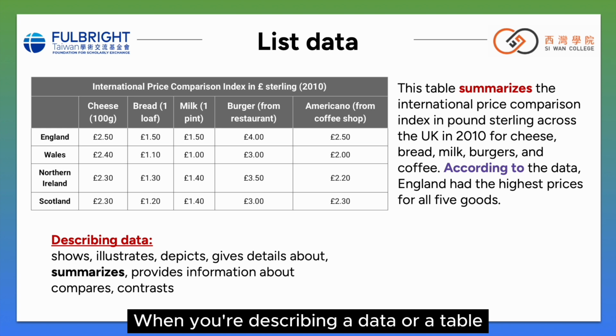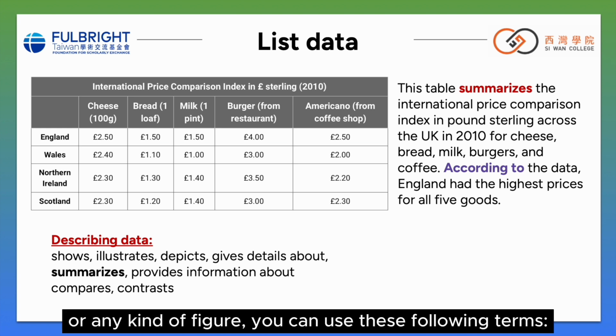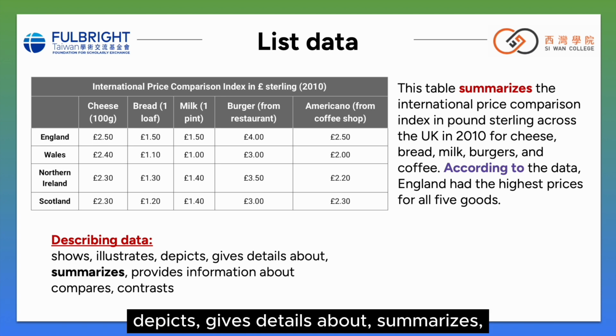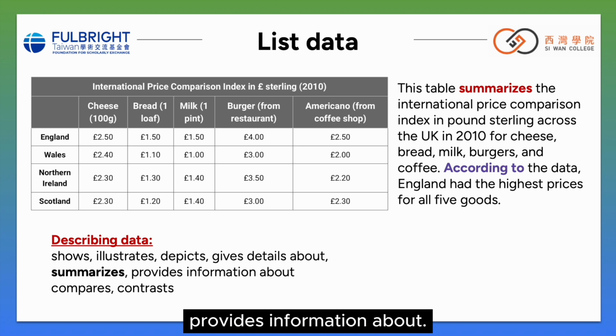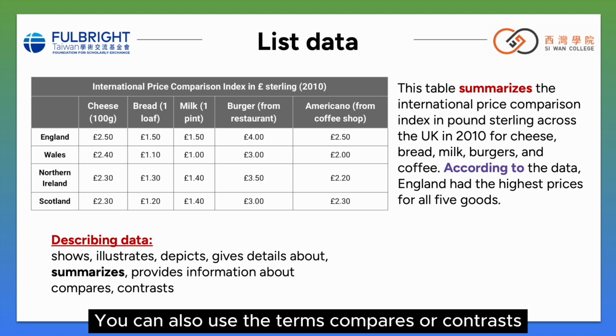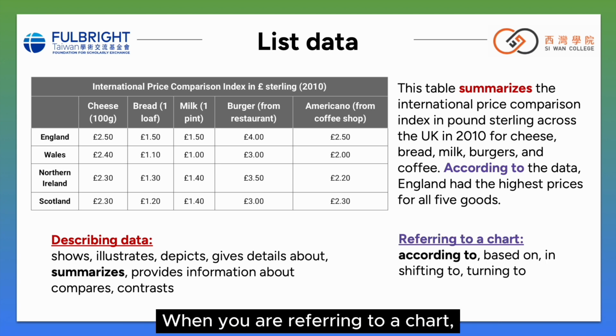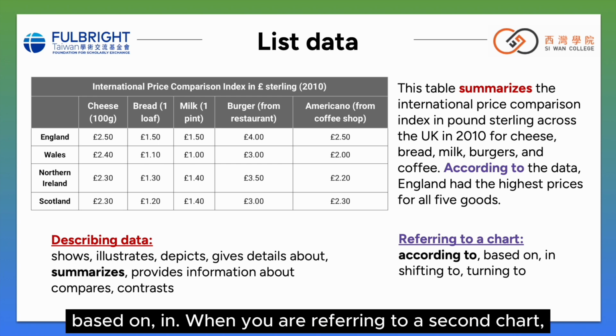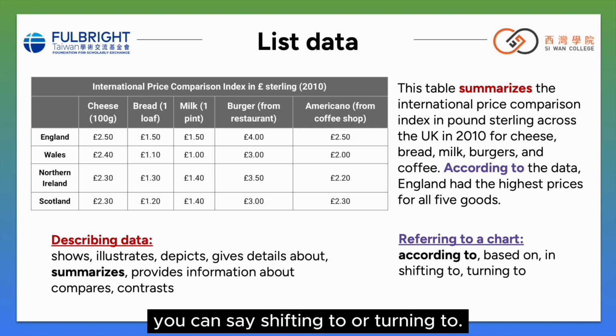When you're describing data or a table, or any kind of figure, you can use these following terms: shows, illustrates, depicts, gives details about, summarizes, provides information about. You can also use the terms compares or contrasts in order to emphasize that you're comparing data. When you are referring to a chart, you can use terms such as according to, based on, in. When you are referring to a second chart, you can say shifting to or turning to.